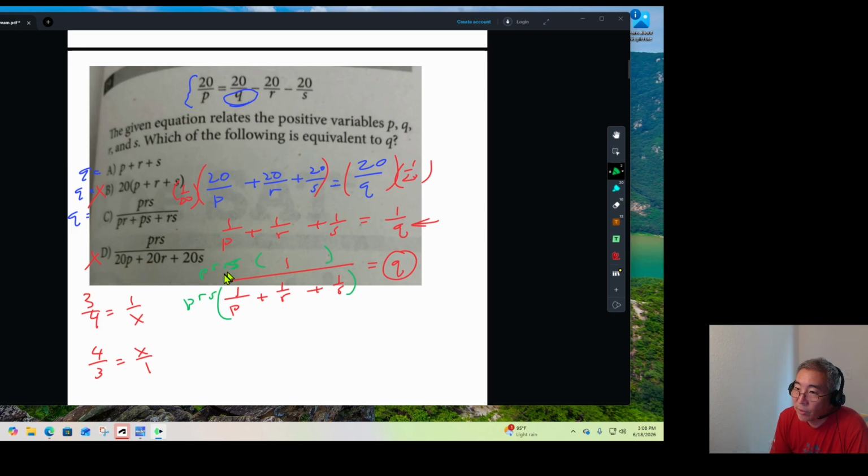legal, right? We can multiply both the top and the bottom by the same thing. That's multiplying by 1. So the top is going to become PRS and the bottom is going to become PRS divided by P plus PRS divided by R plus PRS divided by S. So we have a bunch of things canceling out. P cancels out here, R cancels out here, S cancels out here. And so we end up with PRS over RS plus PS plus, I'm sorry, RS plus PS plus PR equals Q. And that is equal to C.